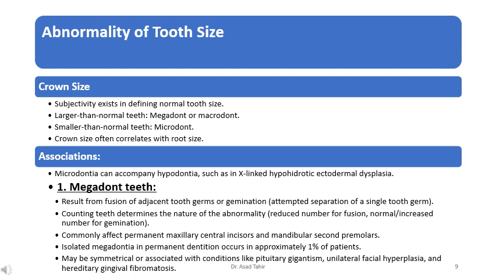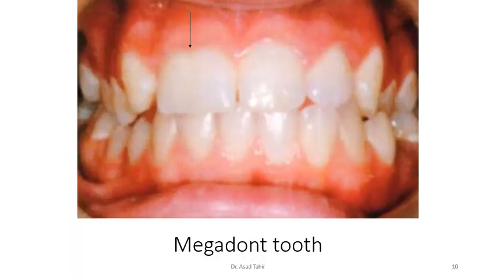Megadont teeth result from fusion of adjacent tooth germs or gemination, attempted separation of a single tooth germ. Counting teeth determines the nature of the abnormality, reduced number for fusion, normal or increased number for gemination. Commonly affect permanent maxillary central incisors and mandibular second premolars. Isolated megadontia in permanent dentition occurs in approximately 1% of patients. May be symmetrical or associated with conditions like pituitary gigantism, unilateral facial hyperplasia, and hereditary gingival fibromatosis.